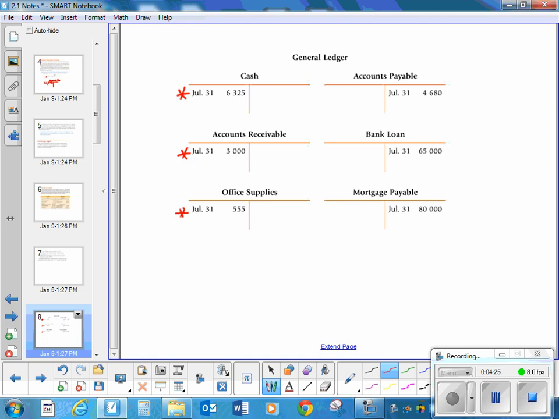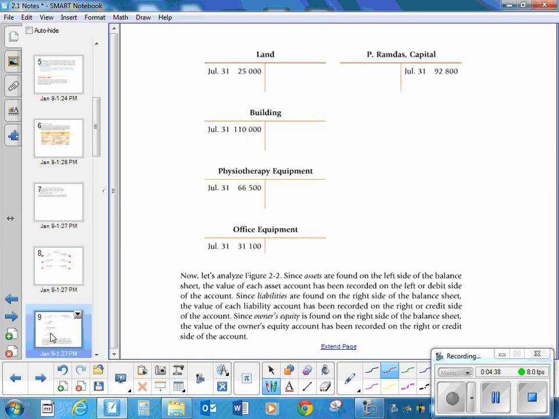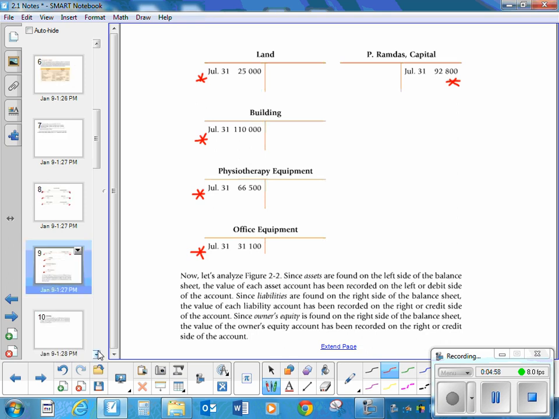Now we're going over to accounts payable, or into our liabilities. Accounts payable is a liability, so the money has to go on the credit side. Same with your bank loan, same with your mortgage payable. Your land is an asset, so it has to go on the left side. Building is an asset, on the left side. Physiotherapy equipment is an asset, left side. Office equipment, asset, left side. P. Ramdas Capital, however, is an equity, which is on the right side. Okay, so what we've done there is we've just put in the opening balances to each ledger.